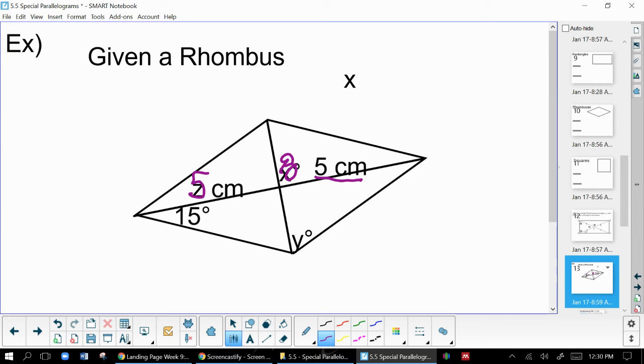One thing we would know here is since these diagonals bisect each other, we'd have 15 and 15. Well, this is a parallelogram, so the opposite angles are equal. This whole thing is 30, and since it's a rhombus and they bisect each other, we'd have 15 and 15. We'd have 90 here, it's perpendicular lines, and now we've got this triangle. So we'd take 180 for the total minus 90 minus 15, which is 75. And so y is 75.